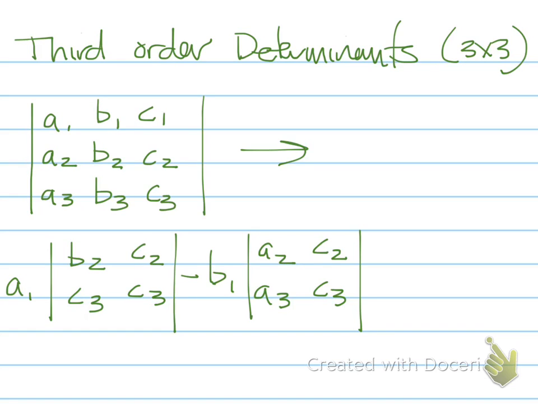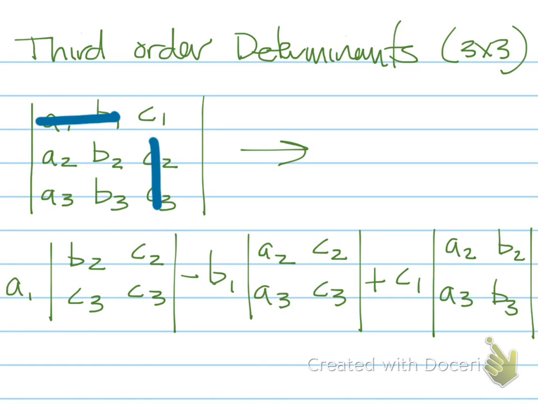And then do that same thing for the last element in the first row. We're going to add that last term. So we're going to add C1 times the remaining elements after we cross out all the elements that are in the same row and column as C1. When we cross those elements out, we're left with A2, B2, A3, and B3.